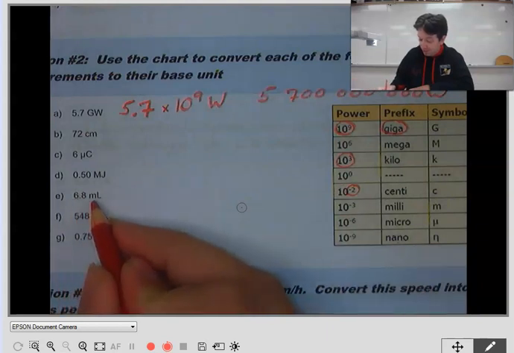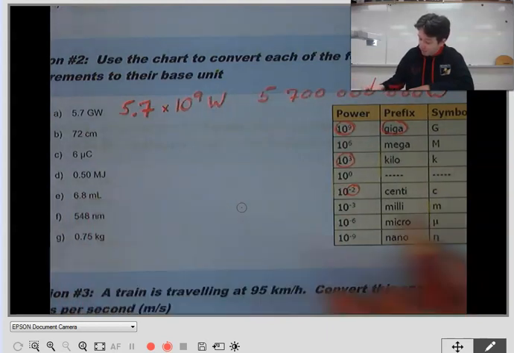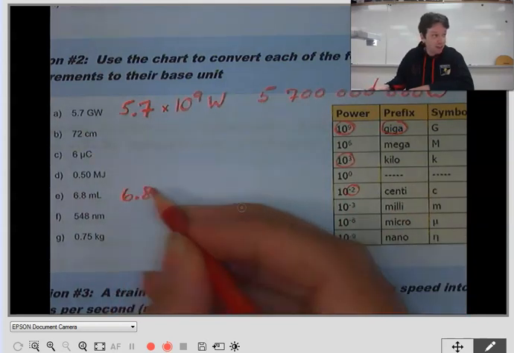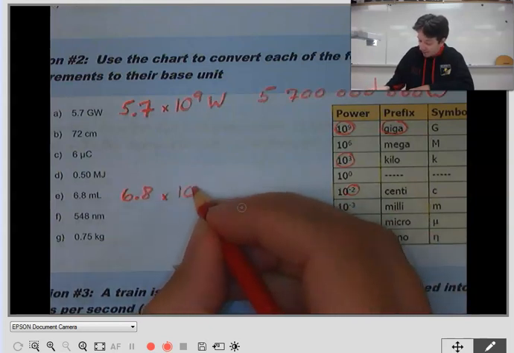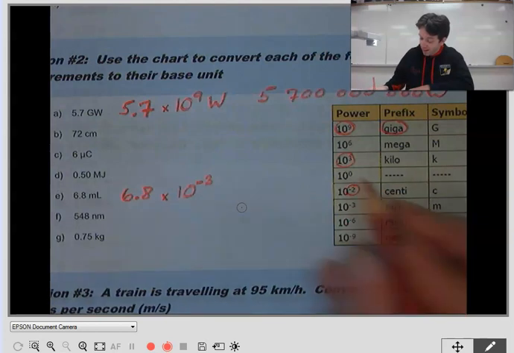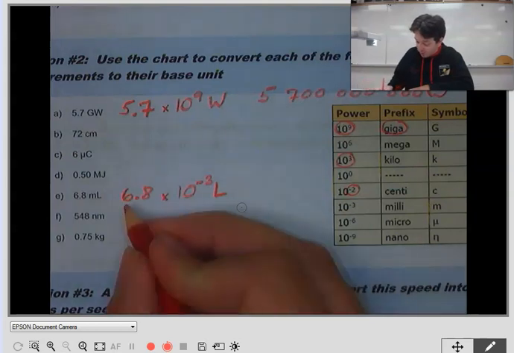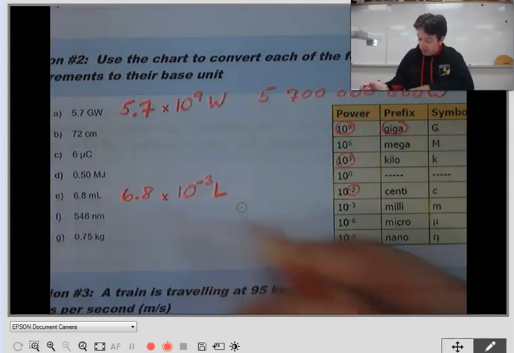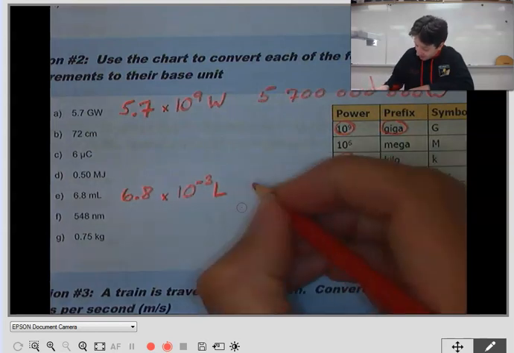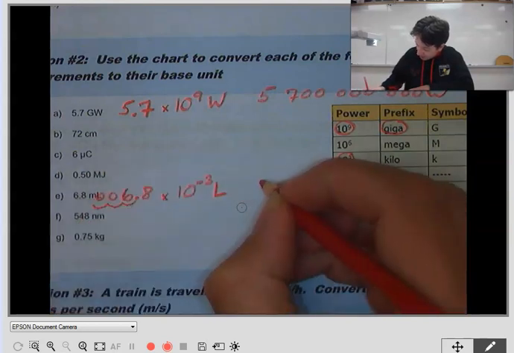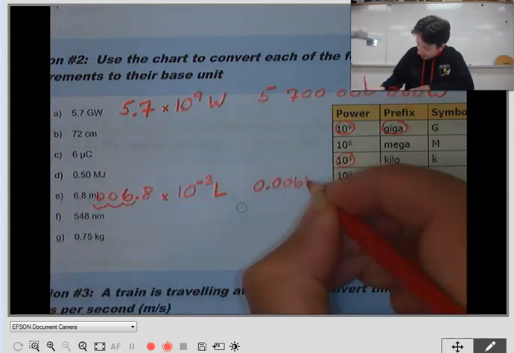Similarly, let me just go to another example. Here's 6.8 milliliters. All right, milli is 10 to the minus 3. So all I need to do is write 6.8 and multiply that by that exponent, 10 to the minus 3. And that's how many liters you have. Now again, if you wanted to write that in common notation, you do what we did back in the previous example, and you would move the decimal over 3 spaces to get how many liters it is. So 1, 2, 3. You have your zeros here, and you get 0.0068 liters.